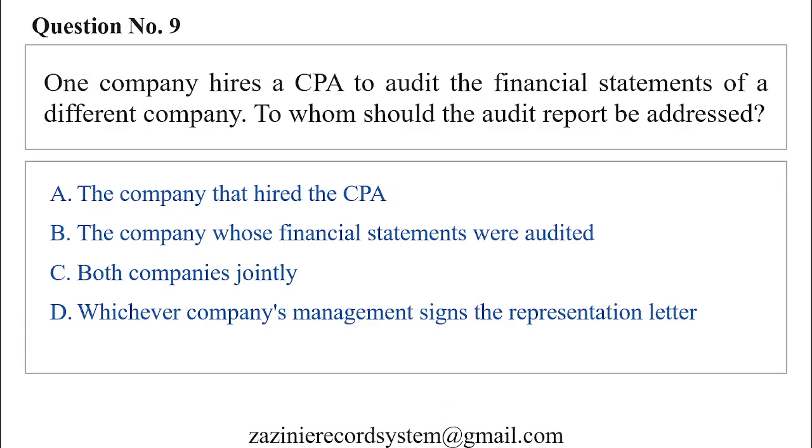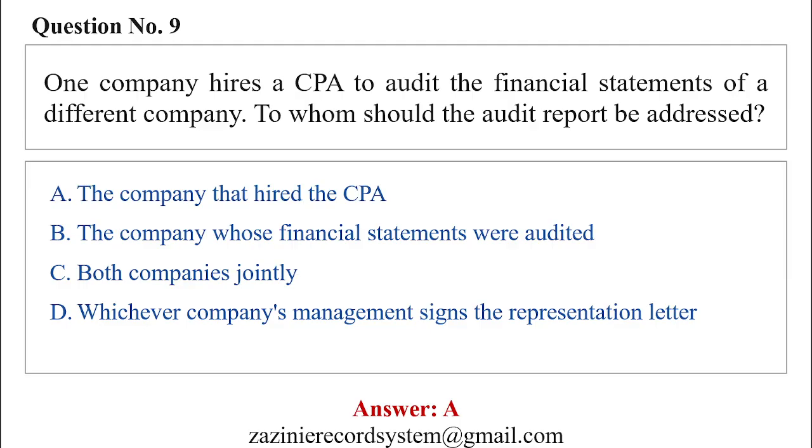Question number 9. One company hires a CPA to audit the financial statements of a different company. To whom should the audit report be addressed? Letter A. The company that hired the CPA. Letter B. The company whose financial statements were audited. Letter C. Both companies jointly. Letter D. Whichever company's management signs the representation letter. Correct answer is letter A.